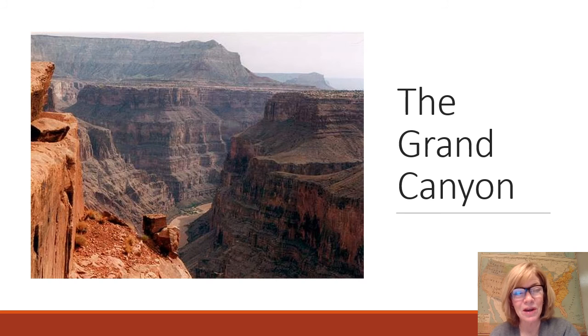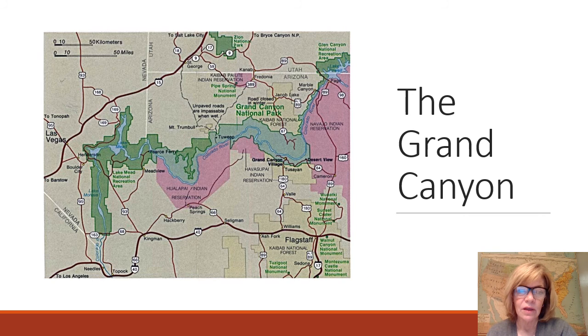Okay, so we've got the Grand Canyon. Of course, this is in northern Arizona. The Colorado River flows through it. And here you can see the Colorado River comes down from Colorado. And this is the park right there. And then it just kind of meanders along. Then it goes into Nevada.